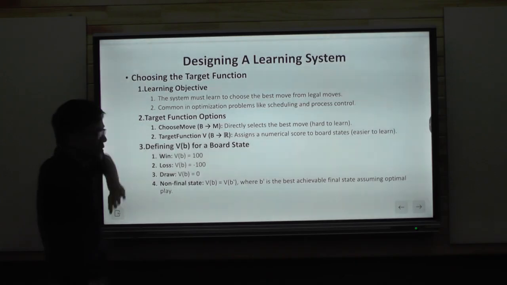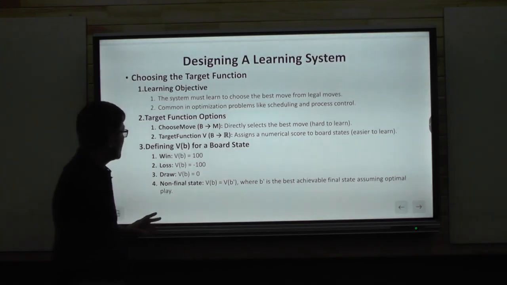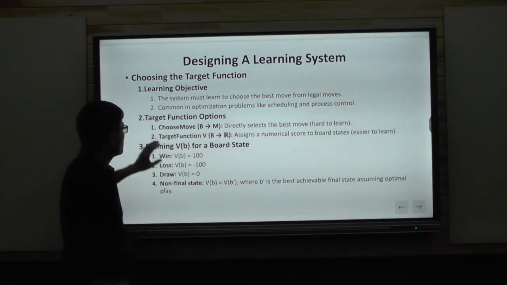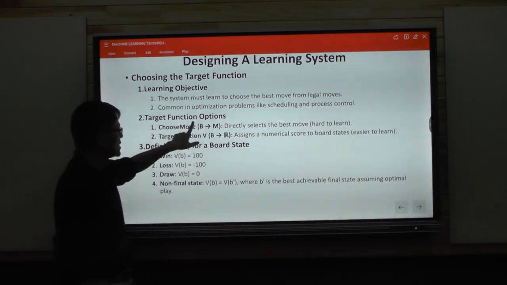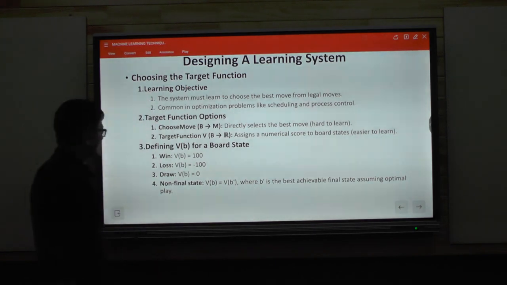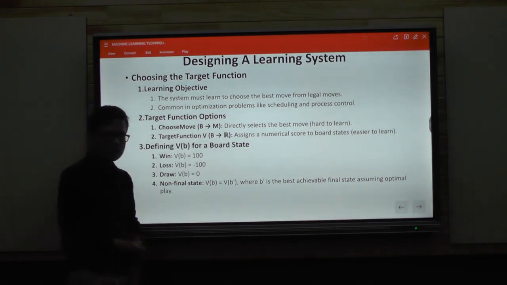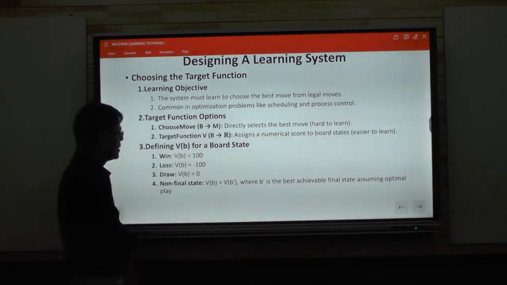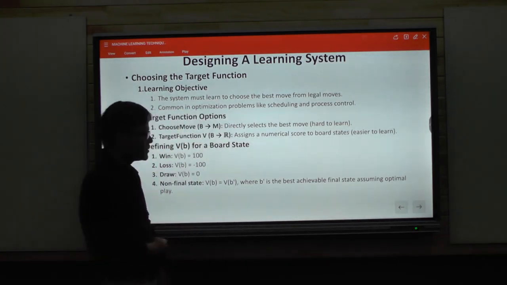So the learning objective of this program is to learn the legal moves. This is common in optimization problems like scheduling and process control. So we have to have clear-cut learning objectives. Then we should know the target function. What is my target function? Choose a move is one type of function which we can have in this particular situation. Another one can be the target function V, which directly selects the best move, but that is hard to learn.